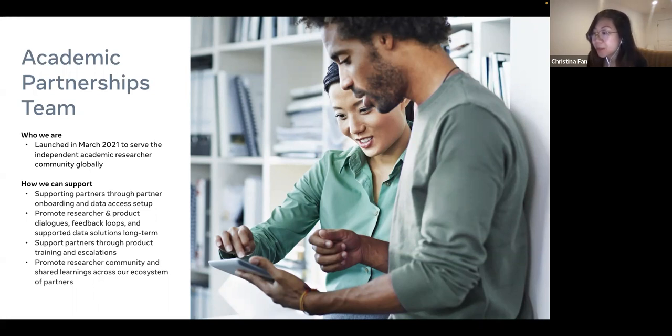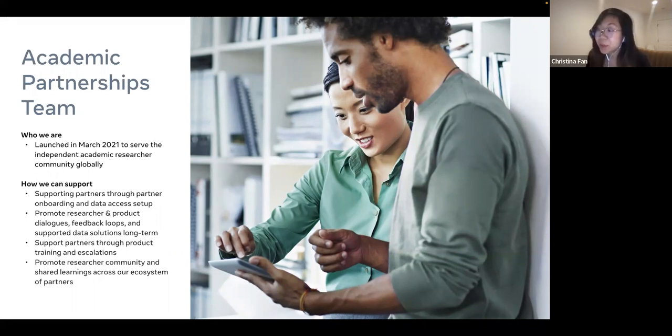We're also here to help promote the researcher and product dialogues. As I mentioned before, I'm quickly trying to get up to speed about all the different projects and topics that are out there in our research community. And you're really delivering a lot of very valuable outcomes and research outputs that are, of course, very important to our product teams too. So we're thinking about what are the right ways for us to connect you with our internal teams and make sure that that feedback makes it to our internal teams.